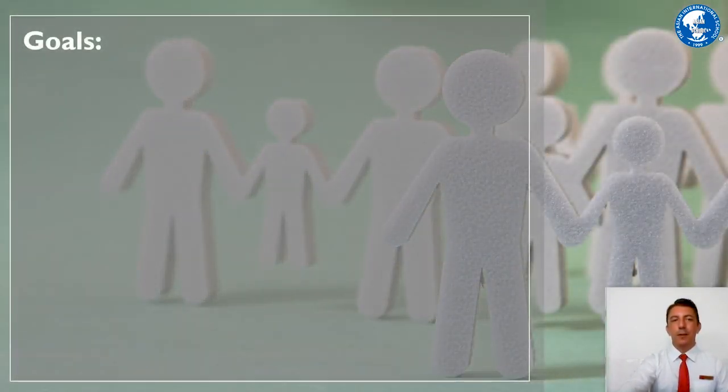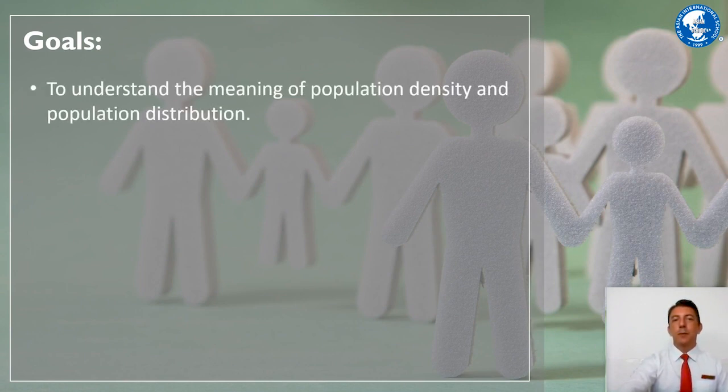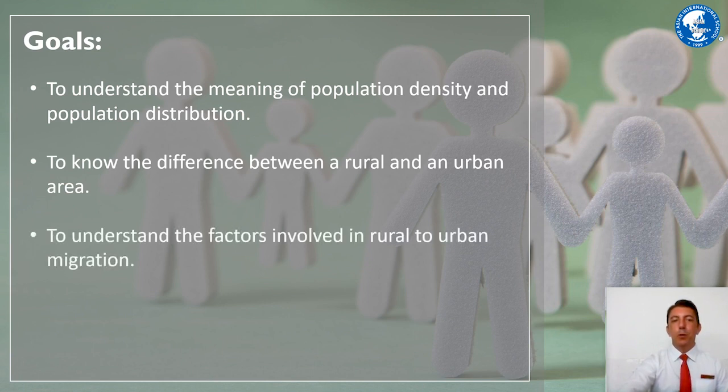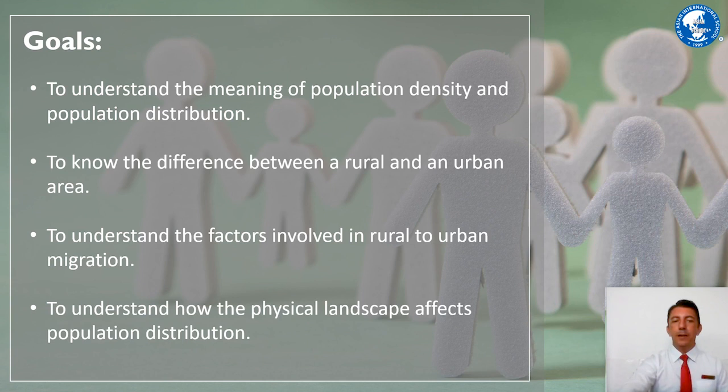So let's look at our goals for today's lesson. We want to understand the meaning of population density and population distribution. We want to know the difference between a rural and an urban area. We want to understand the factors involved in rural to urban migration. That means, why are people moving from rural areas to urban areas? And finally, to understand how the physical landscape affects population distribution.